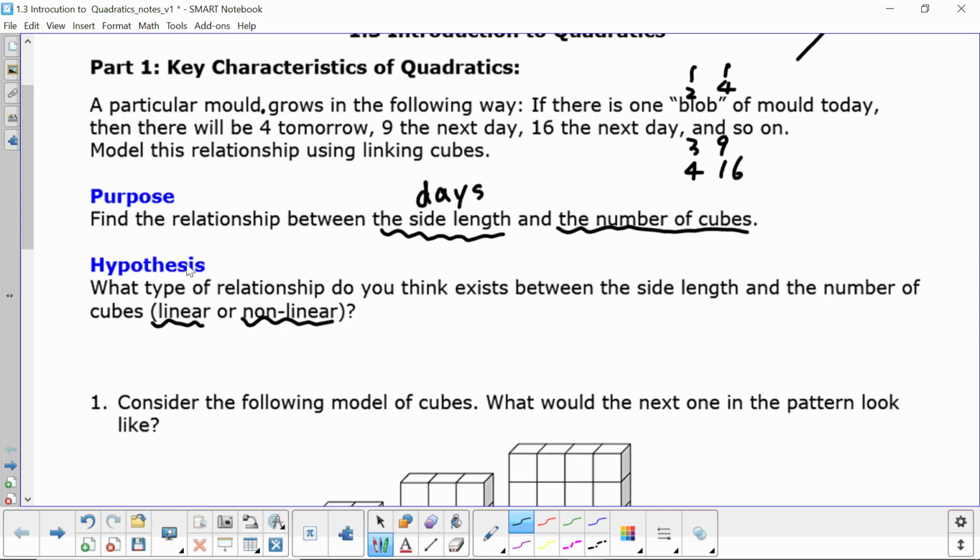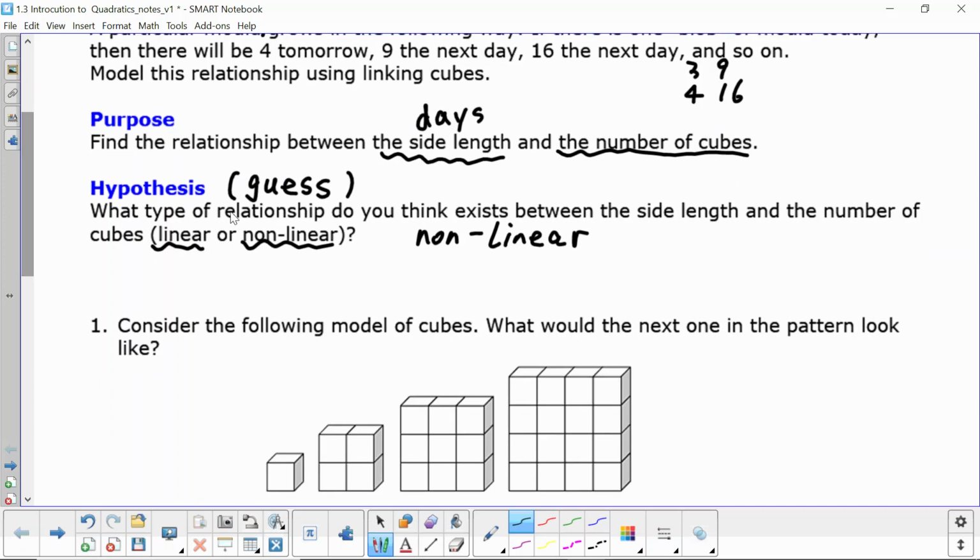For a hypothesis, there's no right or wrong. It's just what you think it may be. So I may just guess, non-linear. There's no right or wrong. It's just later we are going to see if our guess is right or not. So this is just to guess, to predict what the relationship may be. There's no right or wrong.